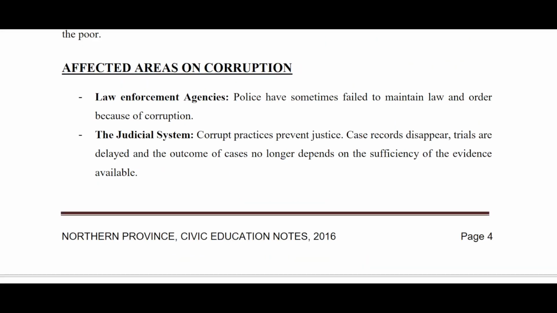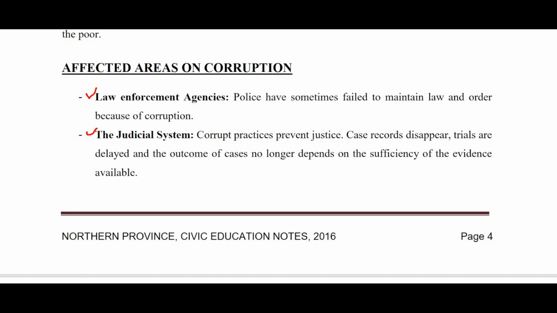Okay, let's look at the areas affected by corruption. What are some of the areas that are affected by corruption? One of them is law enforcement. The law enforcement agencies, the police, have sometimes failed to maintain law and order because of corruption. We've seen that. The judicial system, once it becomes corrupt, there's so much degenerating of cases, delay in the trials and so on.